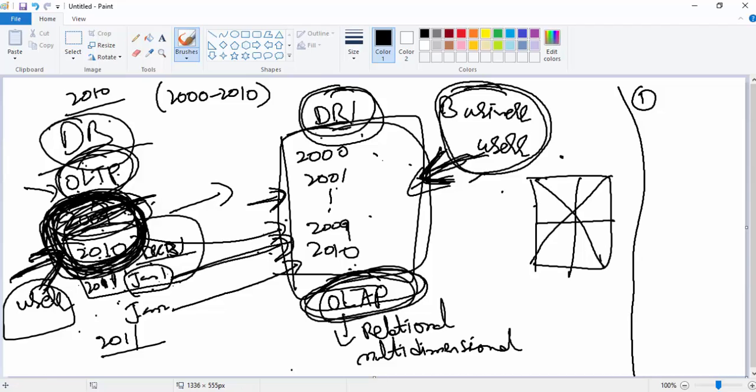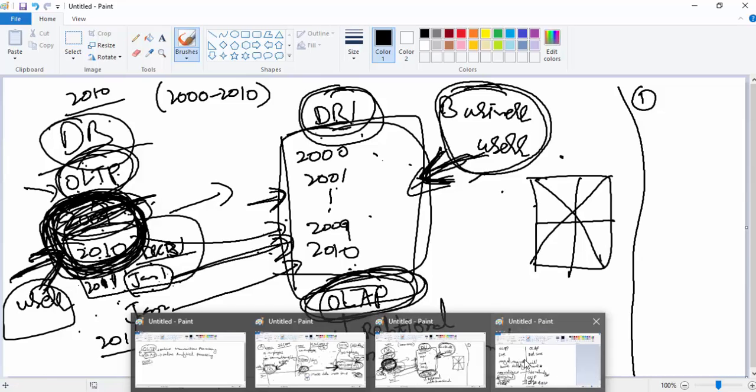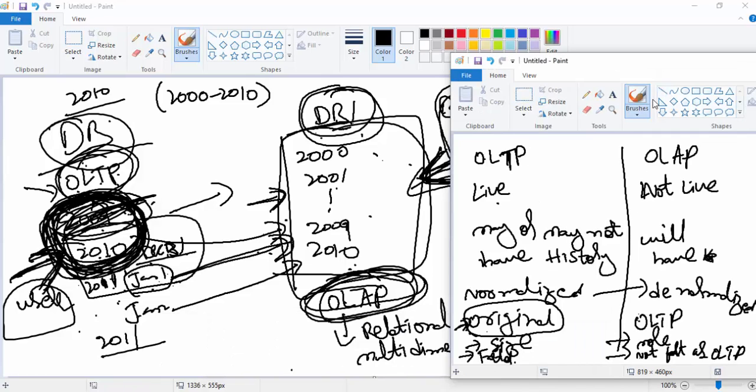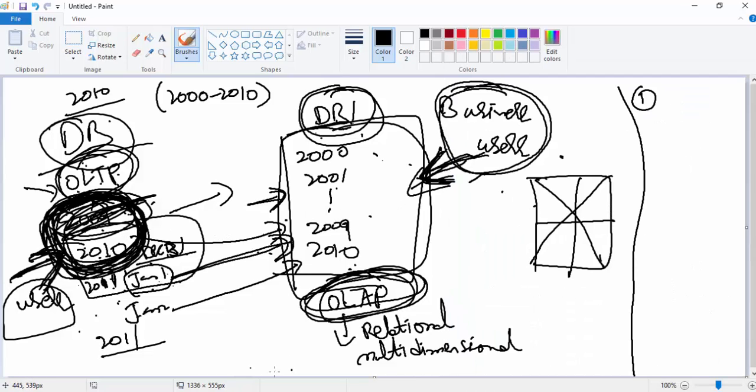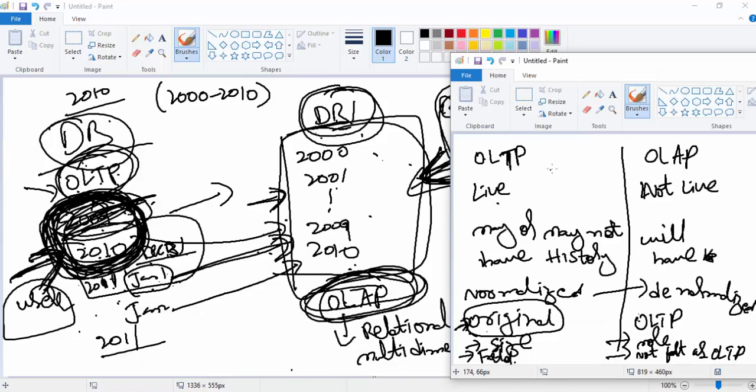Then the difference between OLTP and OLAP is that OLTP is live, where the users are going to update. OLAP is not live. It is history data. Let's assume you purchase some item in Walmart. Immediately that transaction will be available in the OLTP. But in the OLAP, it will only be available when you move the data from OLTP to OLAP. That's the reason OLAP is not live.